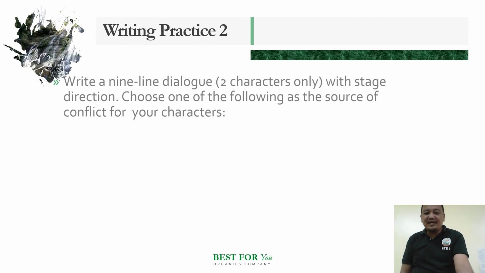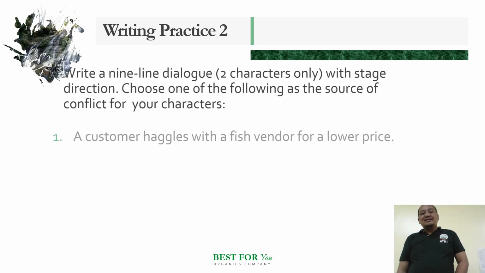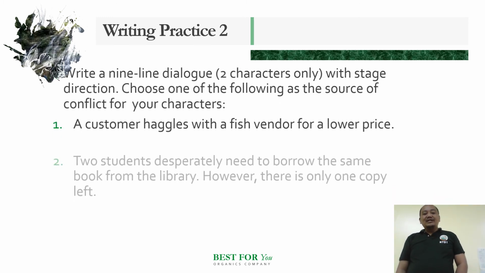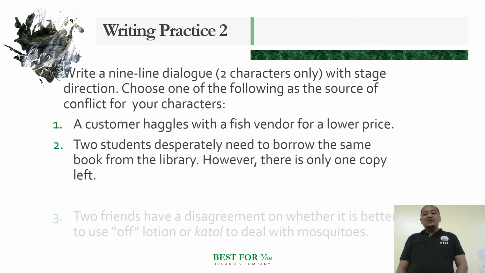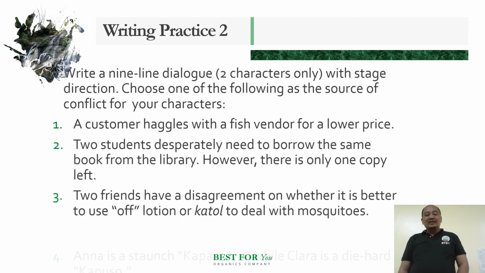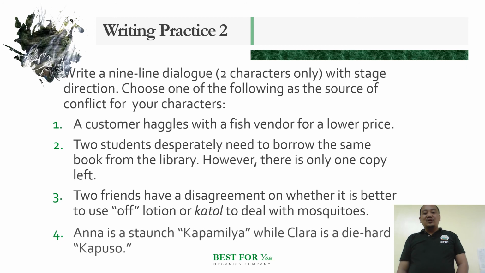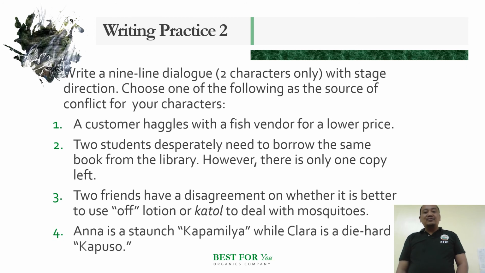All right, it's time for your writing practice number 2. And for this, I would like you to specifically focus on integrating conflict into your playwriting, and of course, including stage direction in your dialogues. So I'd like you to write a 9-line dialogue, again with 2 characters only, and you choose one of the following as the source of conflict for your characters.